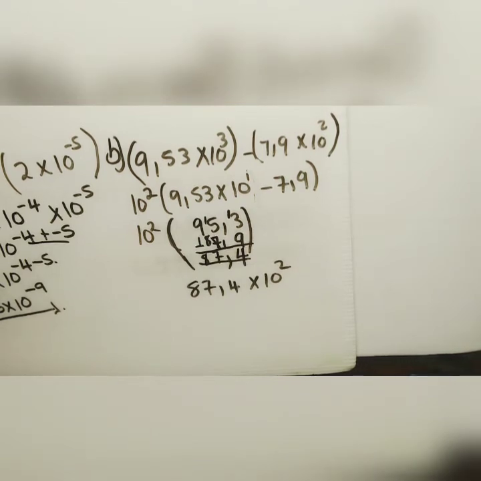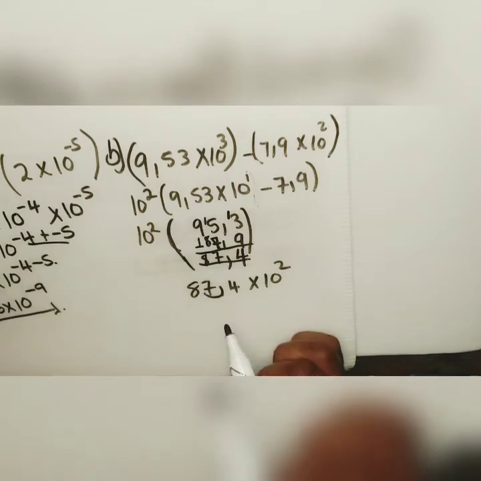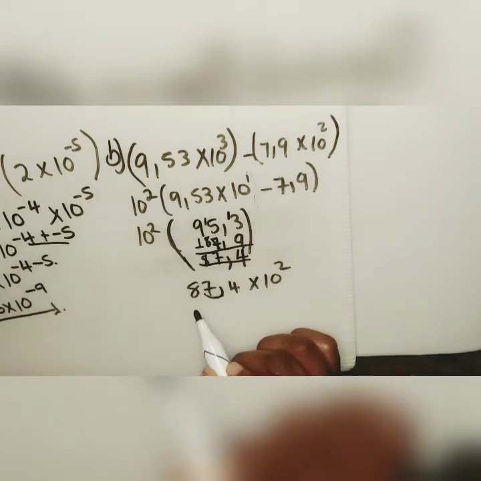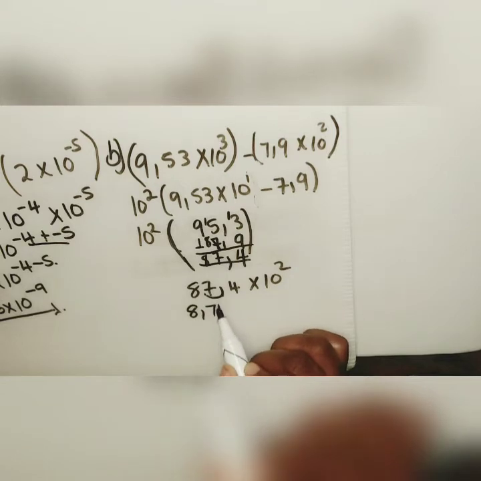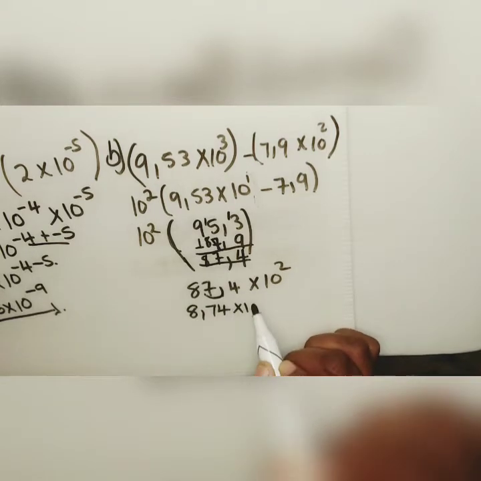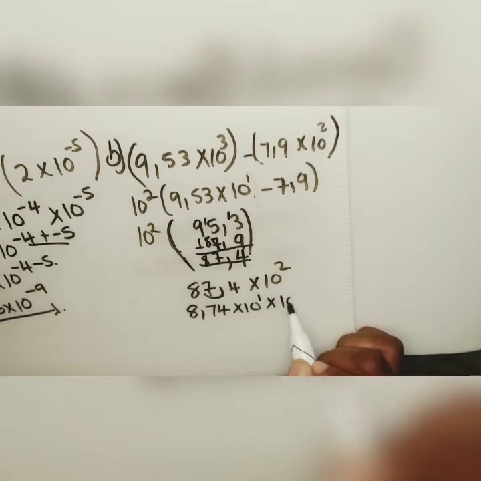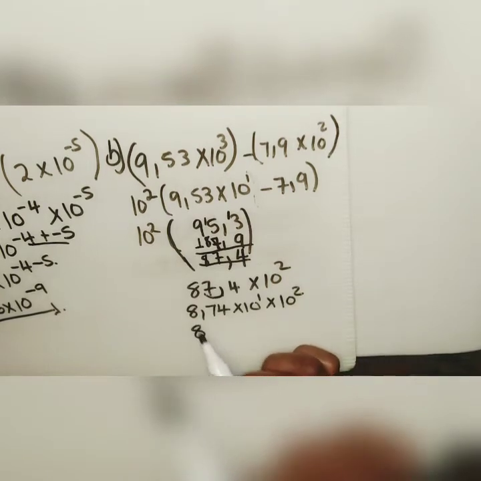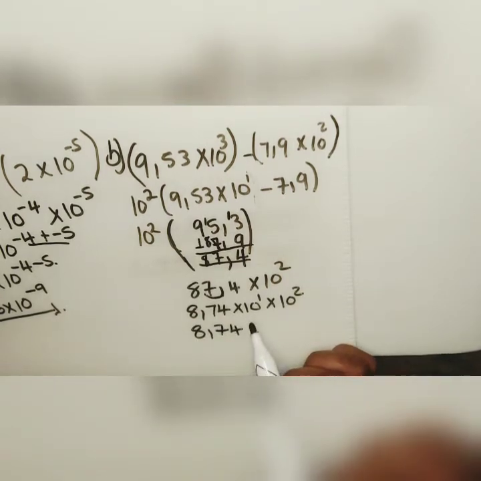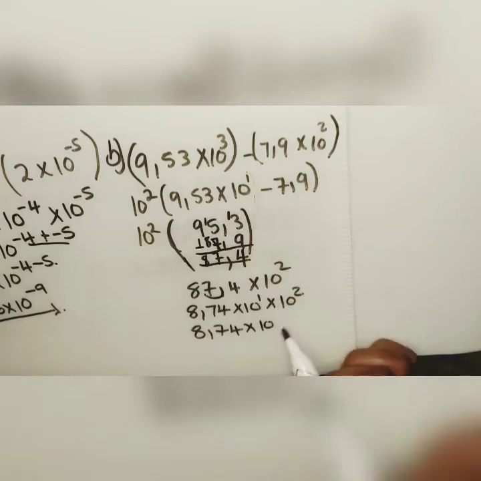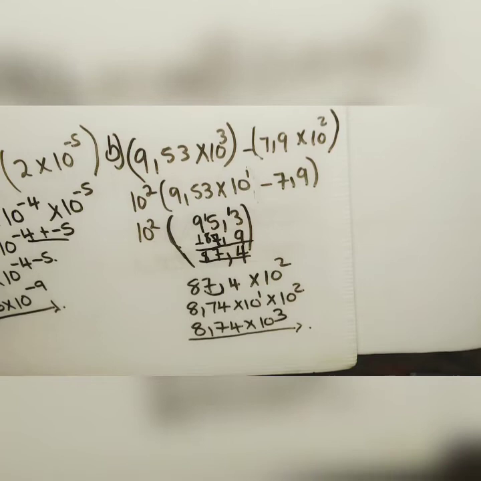We need to write that number in standard form. And we are going to get, we just need to move one step to the left, sorry. So this will be 8,74 times 10 to the power 1 times 10 to the power 2. So our final solution is 8,74 times 10 to the power 1 plus 2, giving us a 3. That is what we're supposed to get for part B of the question.